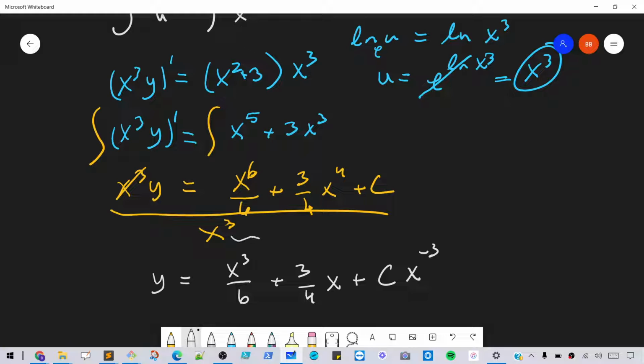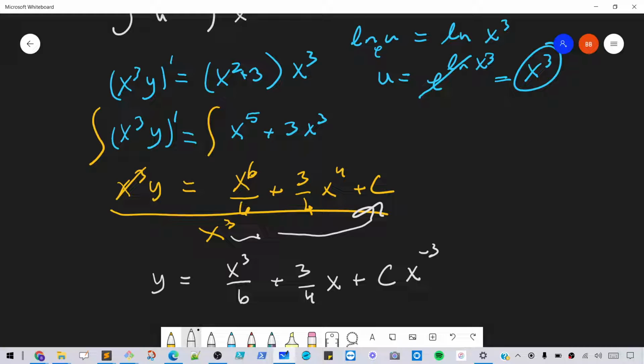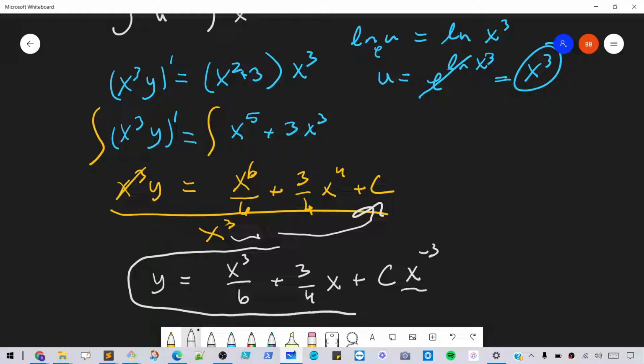Again, don't forget that you need to divide the c by x cubed. It's a common mistake to just leave this as a c, because when you're integrating, you're usually just thinking plus c, and you're not thinking about what happens when you divide through. So it still needs to have this x to the minus 3 here. That's going to be the whole solution right there. So we just integrated and found a solution for a linear first order differential equation. I'll stop it there.